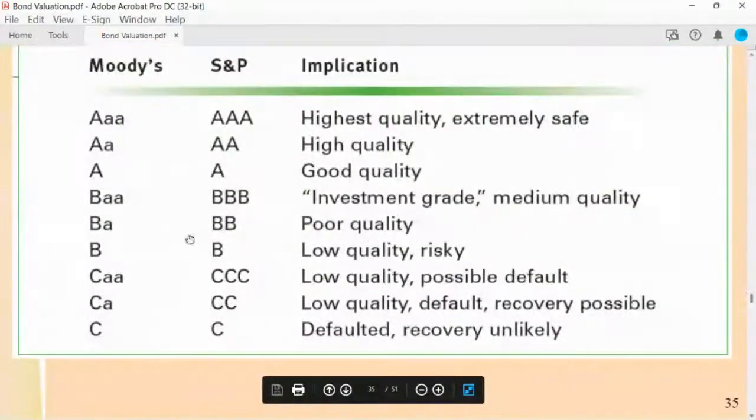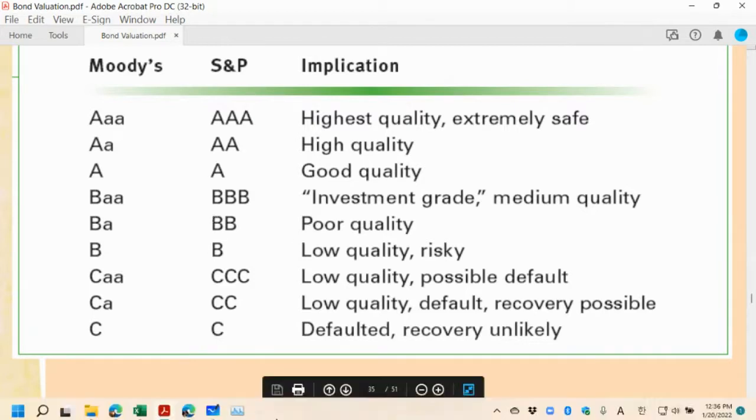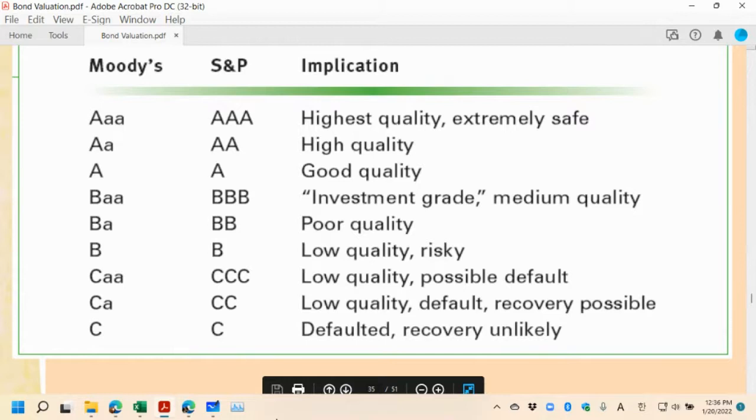I've been telling you the ratings are like this. They just compared Moody's and S&P. What's the difference between BBB and Baa? The same thing, right? It's just a different nomenclature. I always have a hard time with the nomenclature.